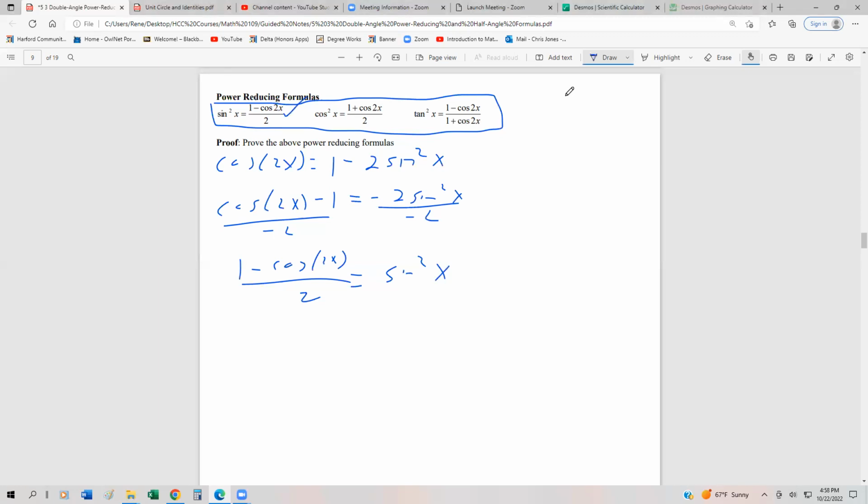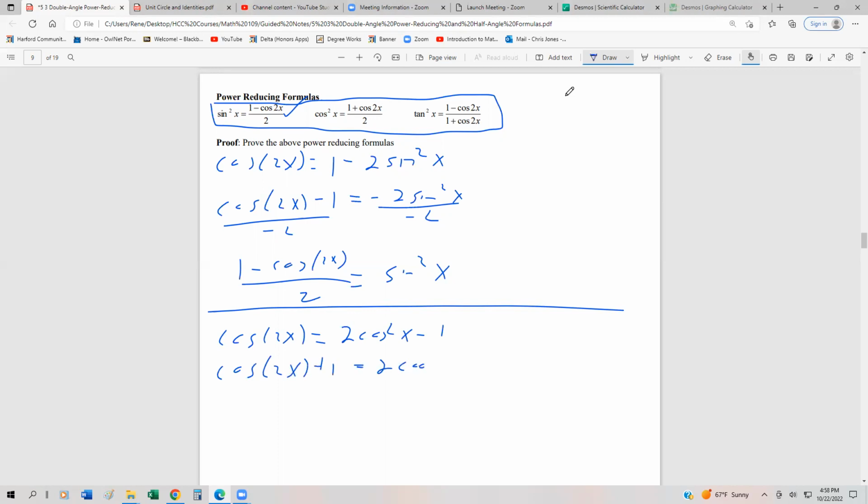Okay. Not surprisingly, I can do the exact same thing to prove the cos square function. So remember, cos of 2x is also equal to 2 cos square of x minus 1. I can add 1 to both sides, so I get cos of 2x plus 1 equals 2 cos square of x, and then I can divide by 2, and then I could just flip the two terms in the numerator around, and so I get 1 plus cos 2x divided by 2 equals cos square of x, right?